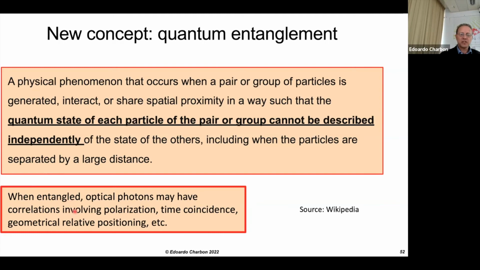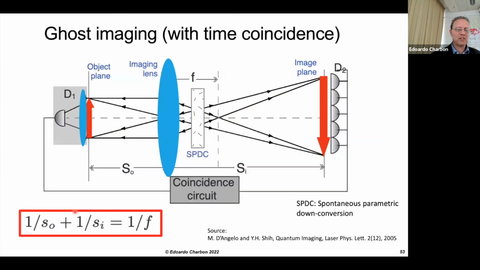So in other words, you can use pairs of photons that independently interact with the scene, but that are actually interacting with each other as well, and therefore they cannot be described independently. So if you go back to our initial image, what we can do is the following.